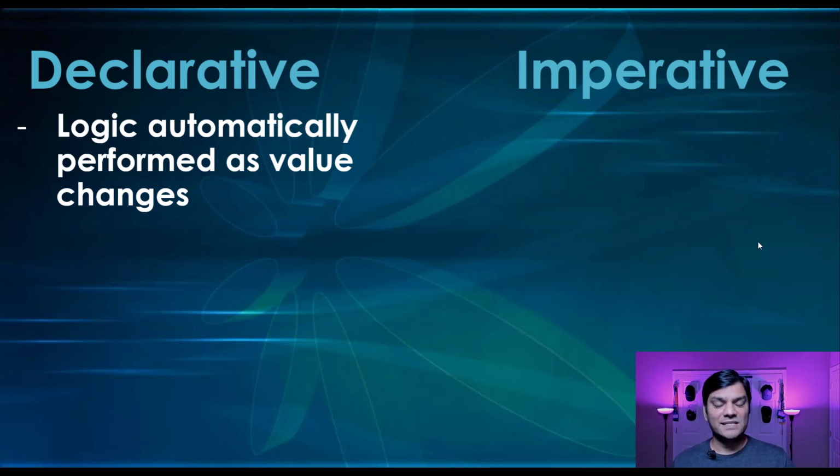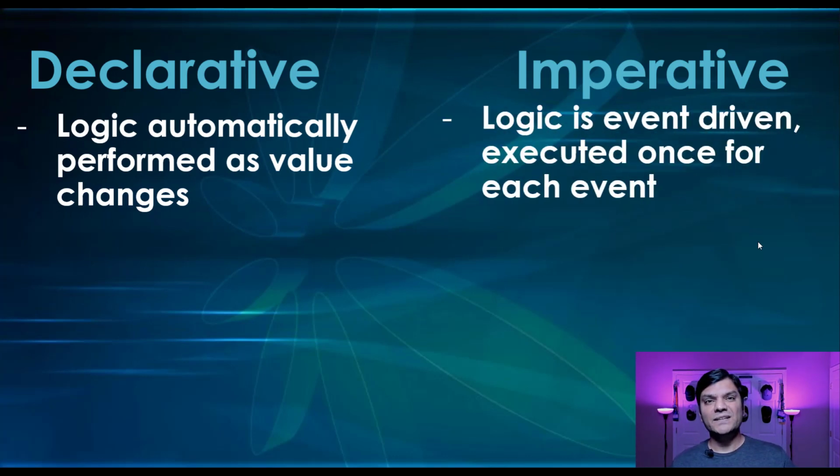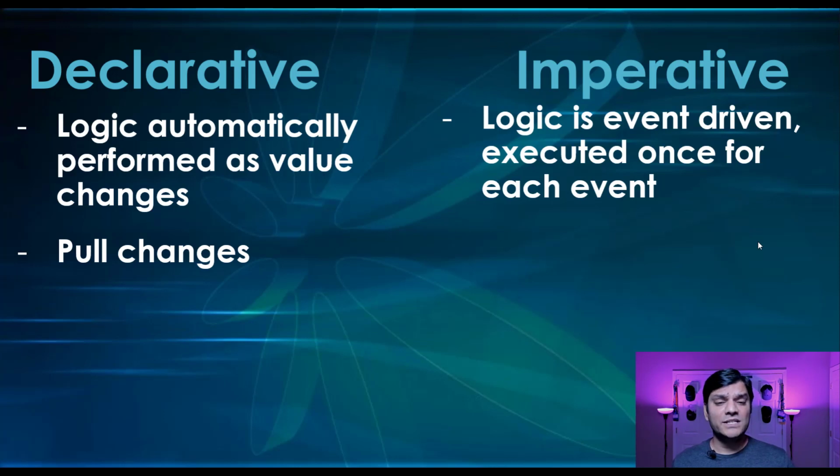A very good example is Excel files. Imperative is the logic is very event-driven and is executed once for every event. Remember that salad bar I talked about, where we start and go through a very specific process. In declarative, it pulls the changes. Basically, when I put in the order for the coffee, the people serving me go ahead and pull everything together to make the coffee that I want.